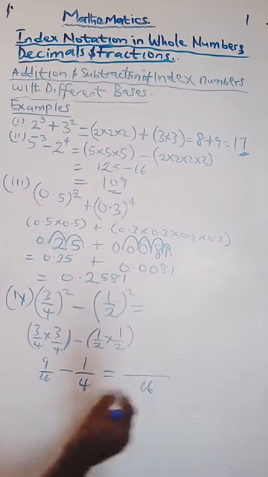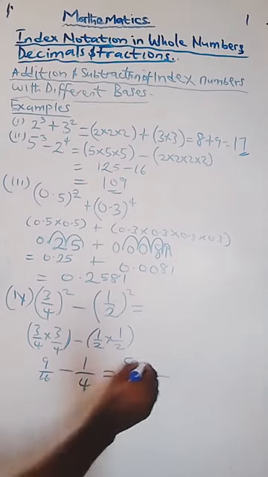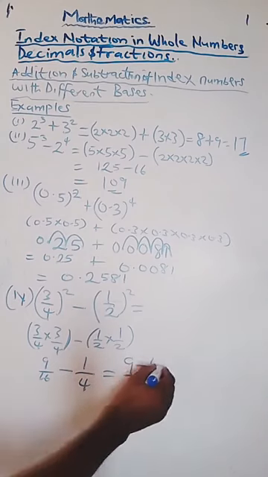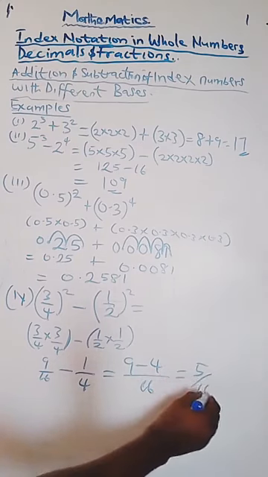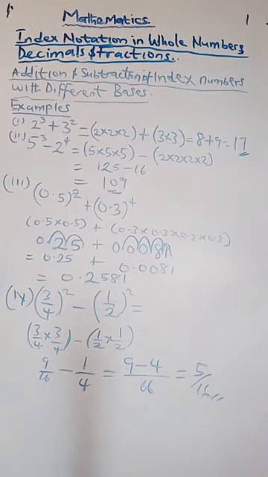16. So 16, 16, 1. 1 times 9, 9. 4 in 16, 4. 4 times 1, 4. So the answer for this is 5 over 16. So that's how to handle addition and subtraction of index numbers with different bases.